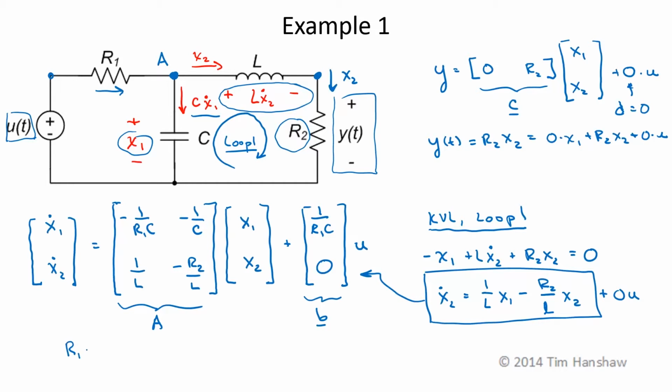I'm going to choose R1 is equal to 10 ohms, R2 is equal to 100 ohms, C is equal to 5 microfarads, and L is equal to 1 millihenry. Now let's go put all this information into MATLAB and have it plot the step response.